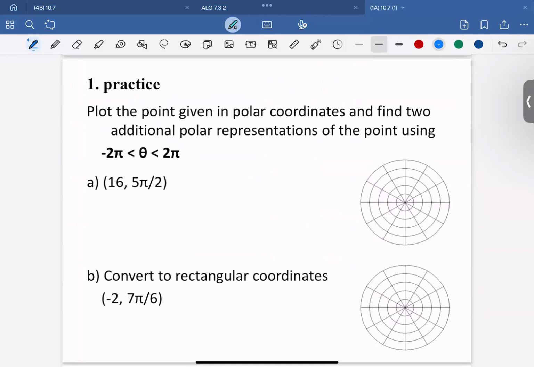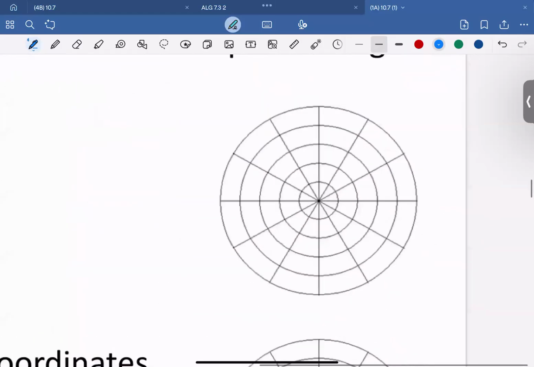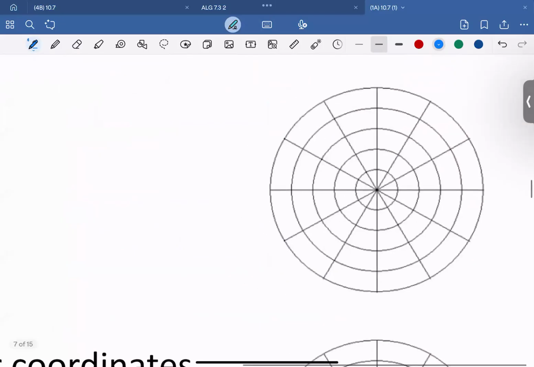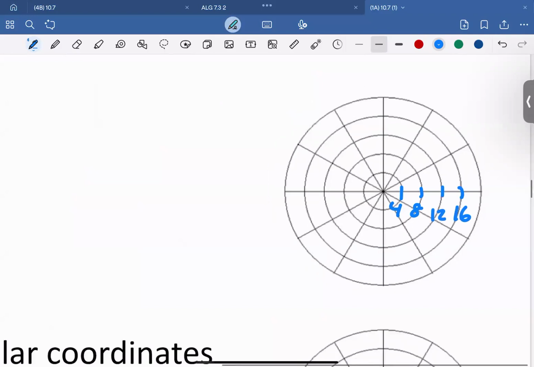But let's go ahead and practice a little bit. We're going to plot the points in polar coordinates that are given here. So A, we have 16, comma 5 pi over 2. So 16 is my r, 5 pi over 2 is my theta. 16, easy enough. I have a lot of circles here, but definitely not enough to go up to 16. So I'm going to just mark these off in increments of 4. That'll be very helpful, bringing us to 16 on the fourth one.